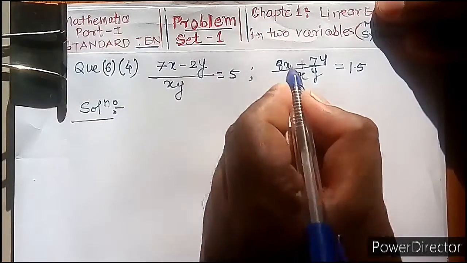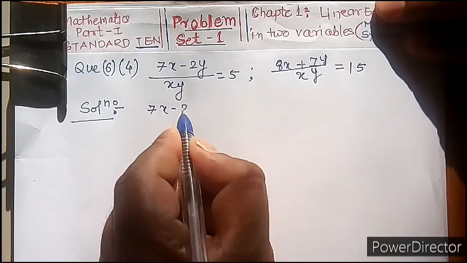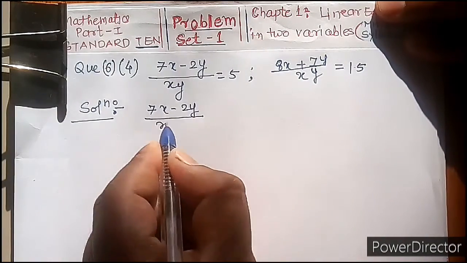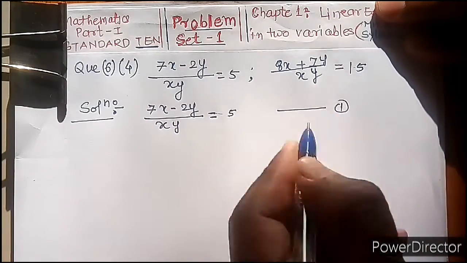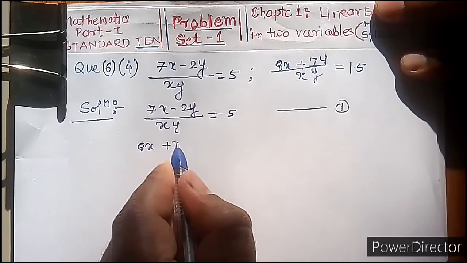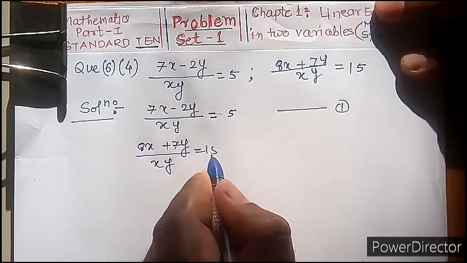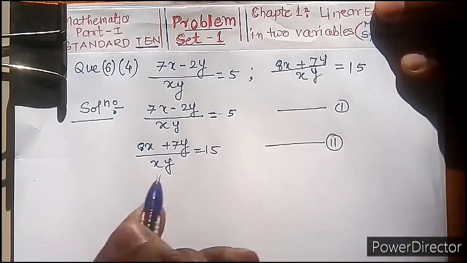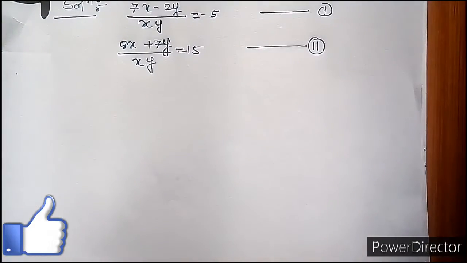Now write down the simultaneous equations in the solution part, that is (7x minus 2y) by xy equals 5. This is equation number 1, and (8x plus 7y) by xy equals 15. This is equation number 2. Now we have to solve these equations.